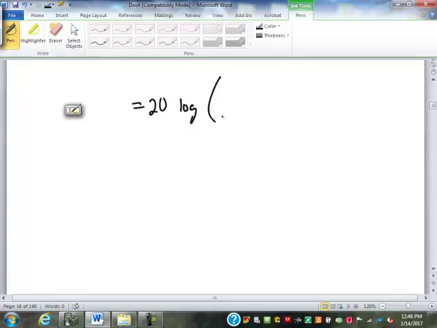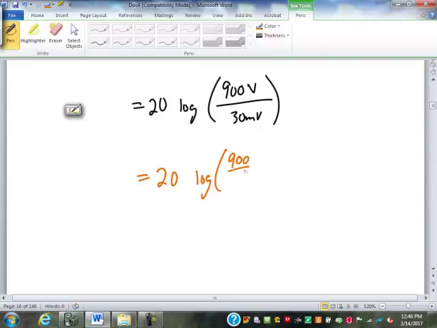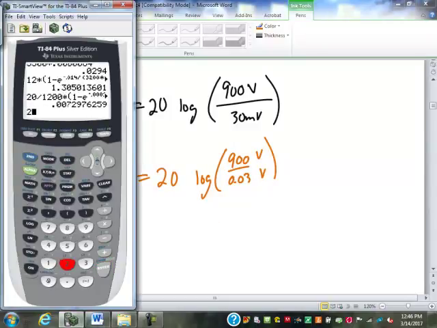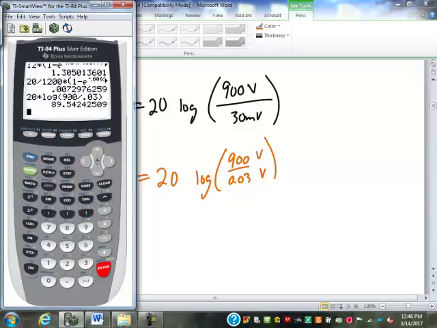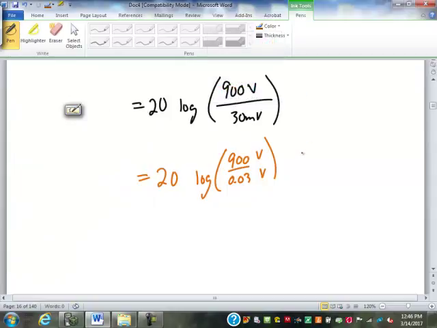Times the log of, output is 900 over 30 millivolts. Those have to be in the same units. So I'll keep this as 900 and make this 0.03, so now they're both in volts. 89.54 it comes out to be. That'll be dB.